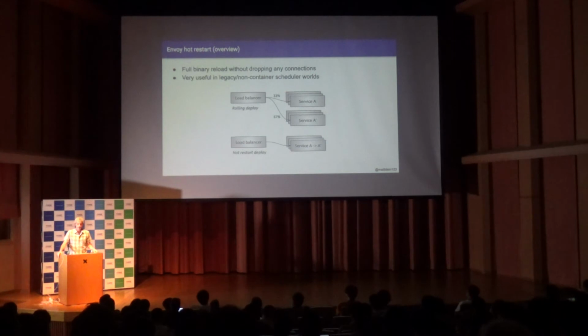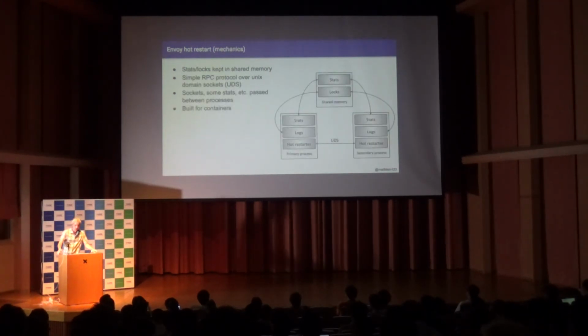From a hot restart perspective, I'm just going to swap on the same box. I'm going to swap from A to A prime, and I'm going to do that without dropping any connections. So, again, from an operational perspective, that is super useful. So how does hot restart work within Envoy?